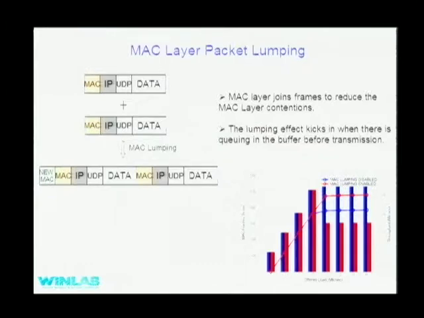So you can see I varied the offered load, and the line graph shows the throughput for no lumping and lumping. You can see there's a difference of around 2.5 Mbps in the throughput, and the bar graph shows the MAC frames transmitted per second. So for the lumping case, it becomes half of that without lumping.